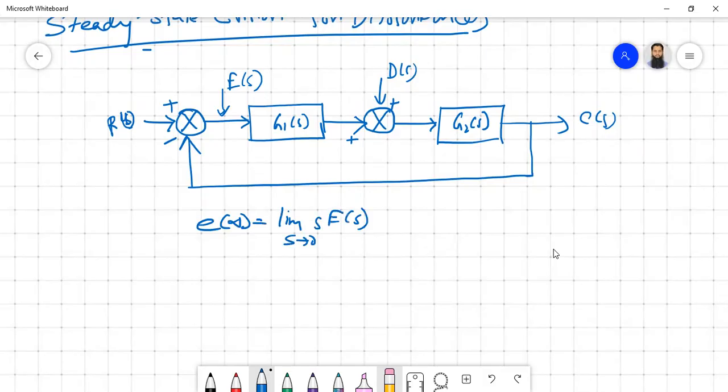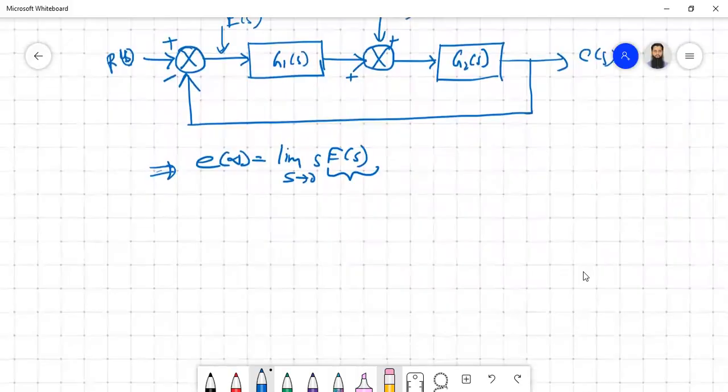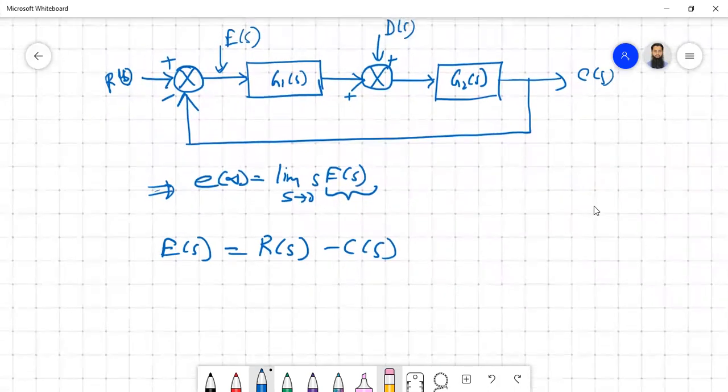So basically, for this particular case, we have to find out what will be the value of E(s) so that we can put it here and find out what will be the error formula for this particular case. The formula for the error is the same as before, always the same, that is R(s) minus C(s). Now in this case, what is C(s)? C(s) is actually E times G1 plus D(s), which is then multiplied by G2, which is our C(s). So we can replace that one here.